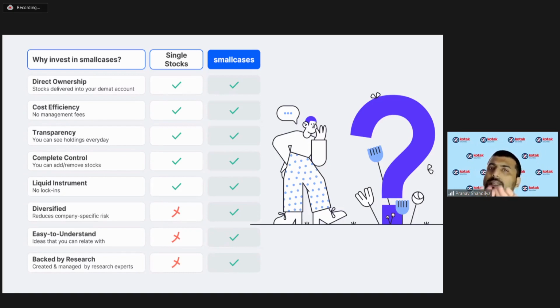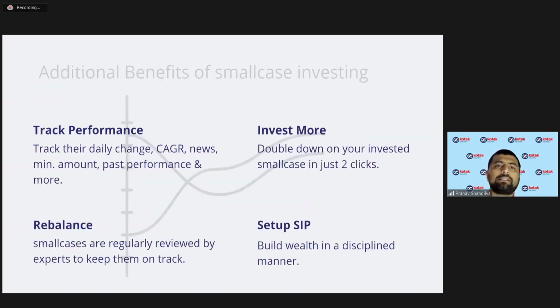But when you invest in a smallcase, I will be showing you how that works, you get to know how the smallcase is expected to perform during different market conditions. I'll be showing that with a live example. And when you purchase single stocks, usually it's not backed by any sort of research whatsoever. Smallcases are backed by solid research by SEBI registered professionals themselves. So these are some of the important features of smallcases.